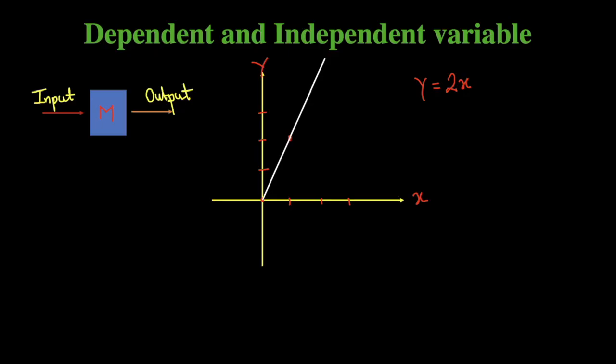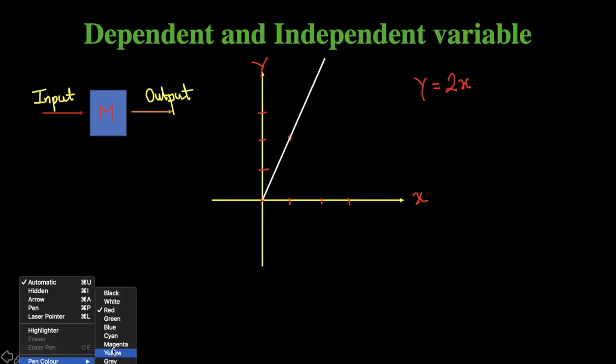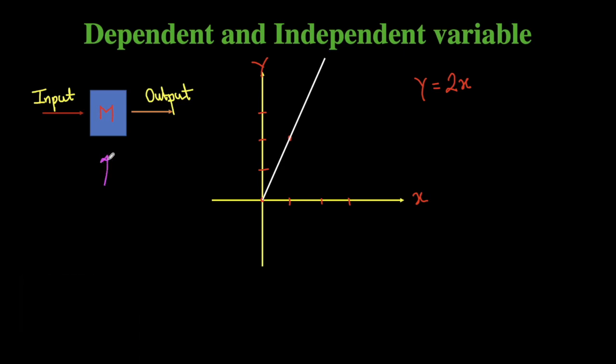So let's start first with the dependent and independent variables. Let's suppose there is a machine. Here is a machine, and if you give some input, then only you will get output. So this input is independent. You can give any input like 100, 500, anything. So this is called independent, and your output always depends on the input. So this is called dependent. So your output depends on your input.